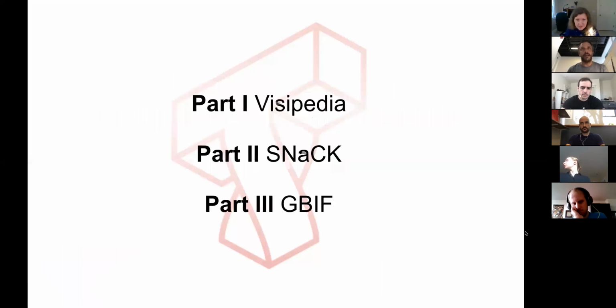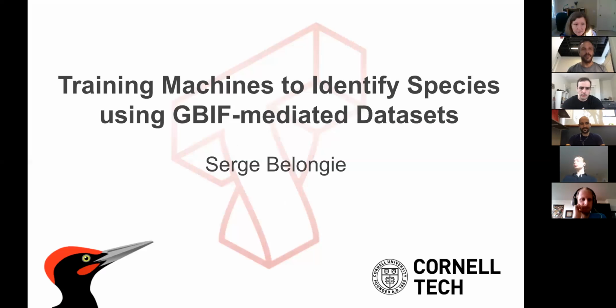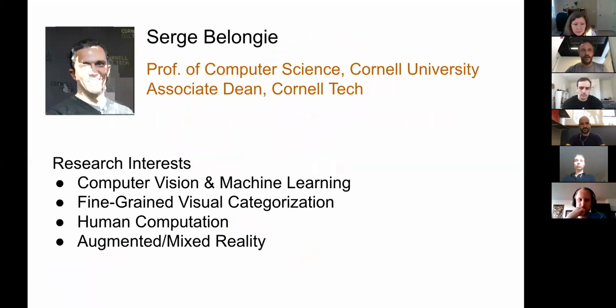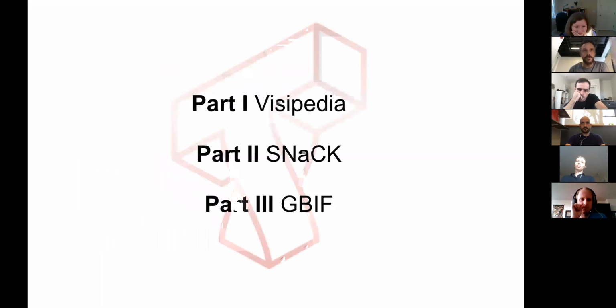So as Kate mentioned, I have done some work with birds, so that's why we see the picture of the bird there. And I'm a professor at Cornell University, but also I'm an associate dean at Cornell Tech, which is the new, I guess not so new, but maybe 7-year-old campus of Cornell University, which is located in Manhattan. And Kate already went over the research interests.